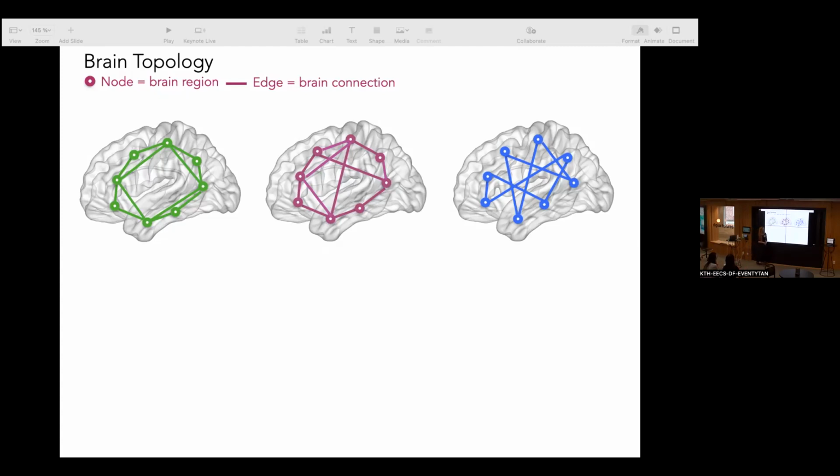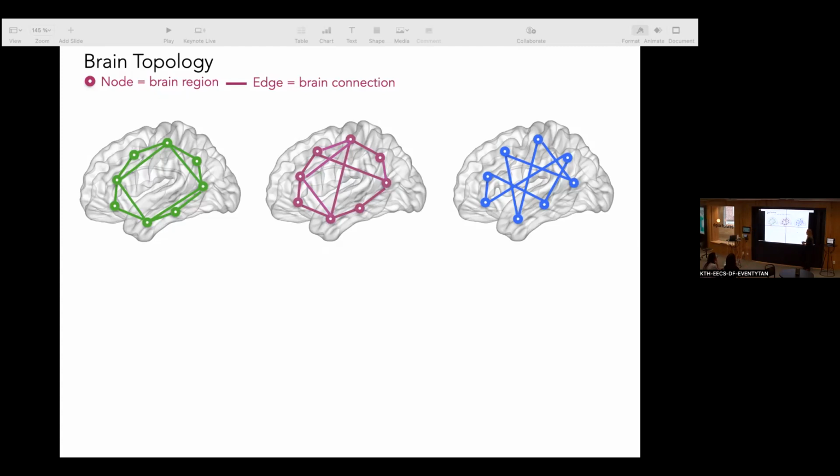Whereas the one on the right is sort of the opposite network. It's a network in which most of the neighboring areas are not well connected with each other, but instead areas that are far away from each other are connected by direct links, direct connections.